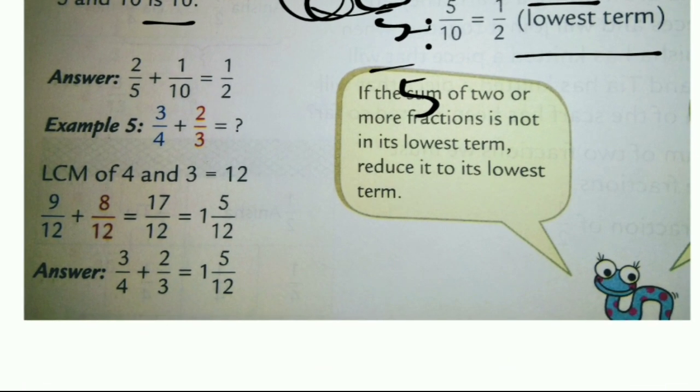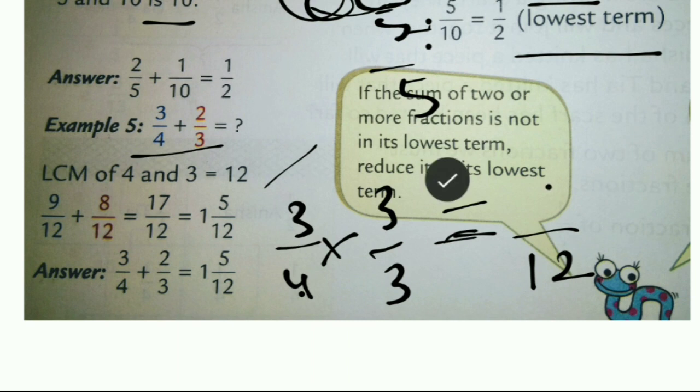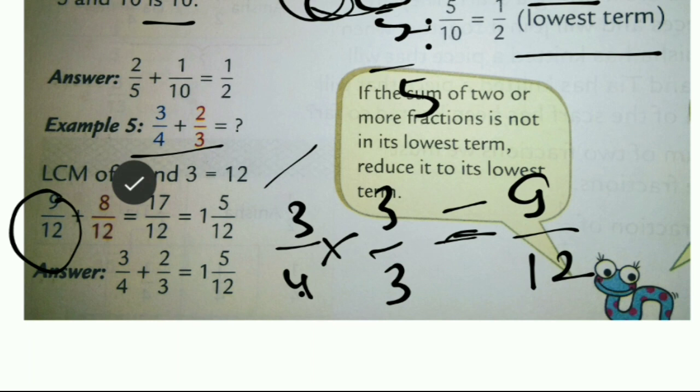Next, 3 by 4 and 2 by 3. So first take the LCM of 4 and 3. That will come 12. So after this, this 3 by 4 we will write as 9 by 12. Same thing we will do here. 3 by 4. What number will we multiply here to get 12? We multiply by 3, since 4 threes are 12. It means the same number we will write on the numerator. So we get 9, so 9 upon 12. Same here, 2 by 3 we will write as 8 upon 12.